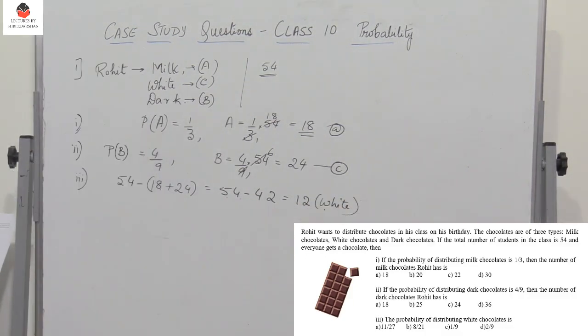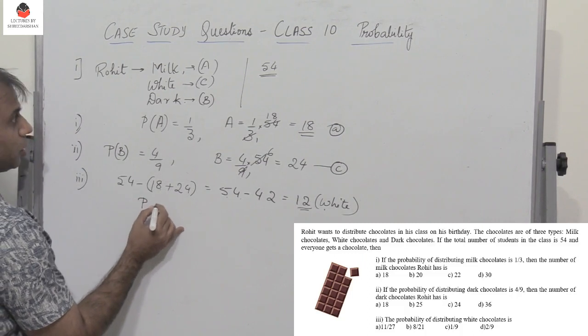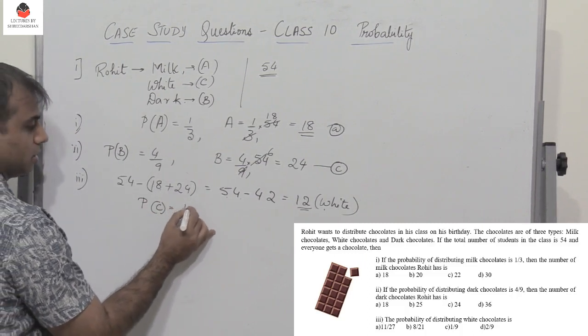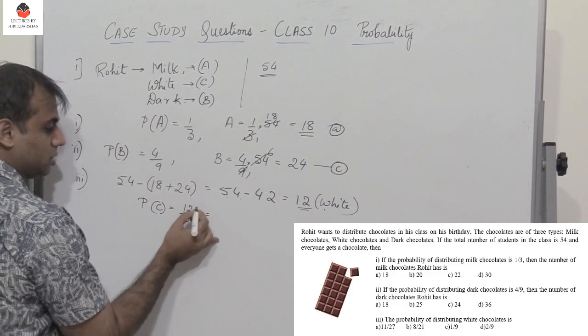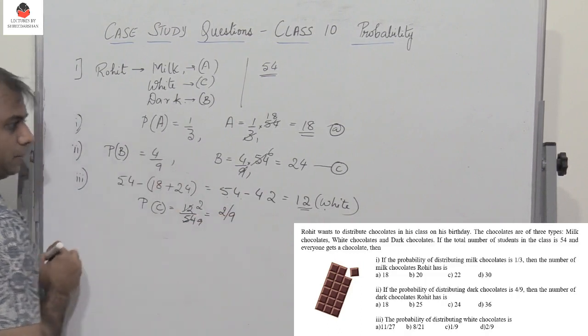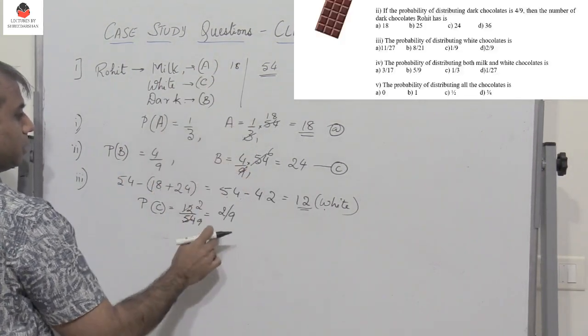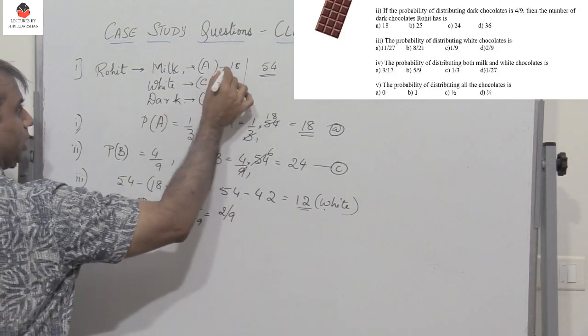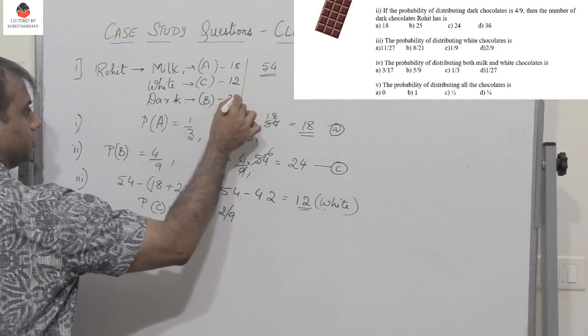So we have to find out the probability of distributing white chocolates. So the number of white chocolates is 12. So what is the probability? Probability of C is 12/54. So this is 6 2s are, 6 9s are, which is 2/9. So I have the number of milk chocolates, which is 18, the number of white chocolates, which is 12, and the number of dark chocolates, which is 24.